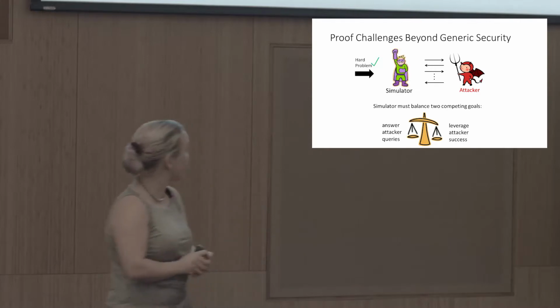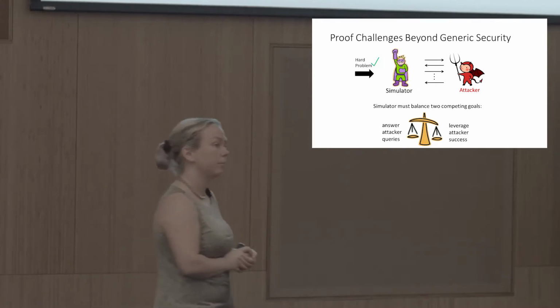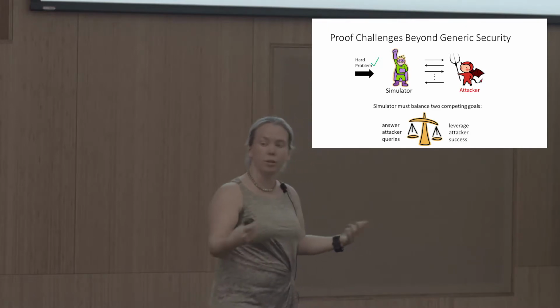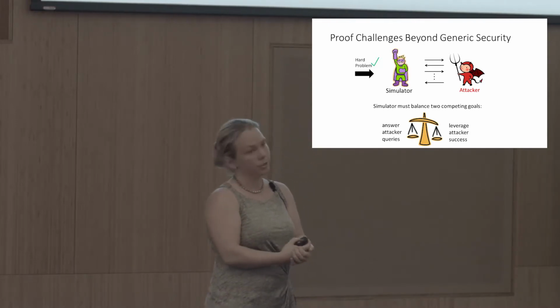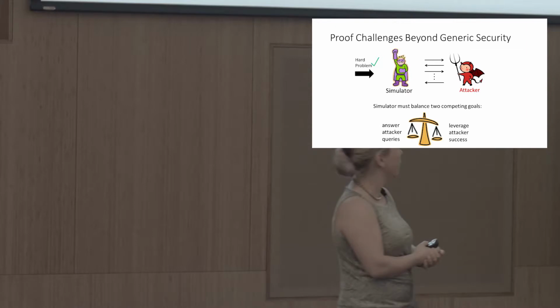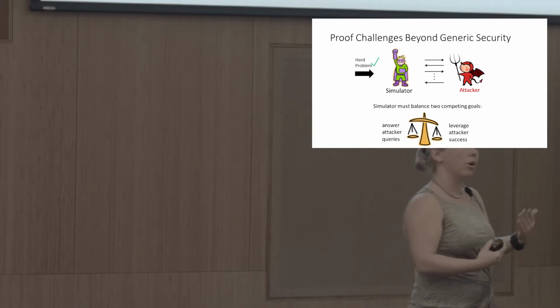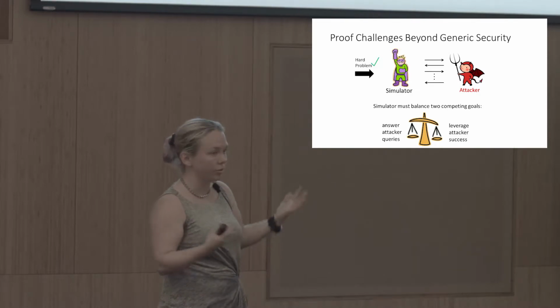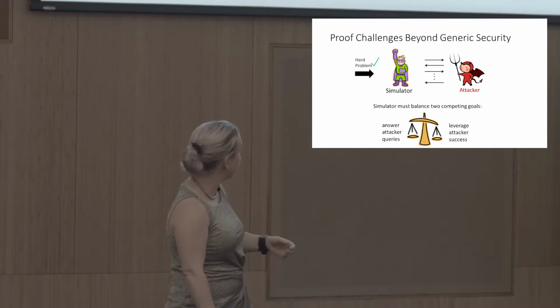So the challenge starts when we try to go beyond generic security. Right? So we'd like to say a much stronger statement. We'd like to say as long as discrete log is hard, the system is secure. Right? Nobody knows how to do that for identity-based encryption. So we'd like to get closer to things like at least as long as bilinear Diffie-Hellman is hard, this scheme is secure.